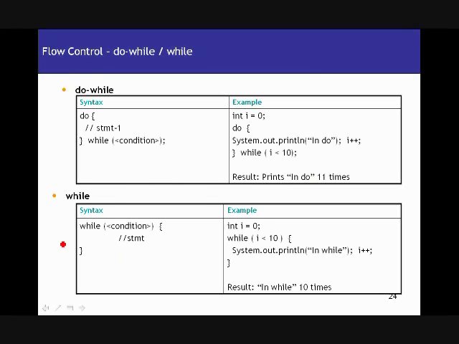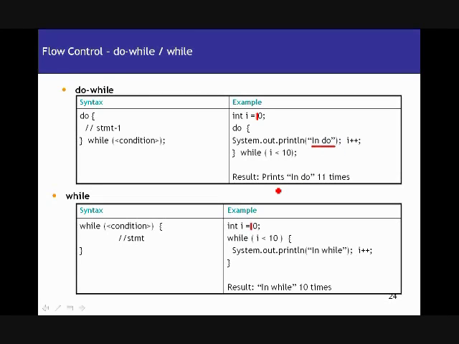So what's the difference between do while and while? The difference is, say the condition fails in the very first case. Let's take an example where I is 10 and not 0. What would happen? Say I is 10 initially. When you do a do while, it's going to print in do first and then check while I is less than 10. No, it's false, I is not less than 10. So it's going to come out of the loop. So it's going to print in do one time.